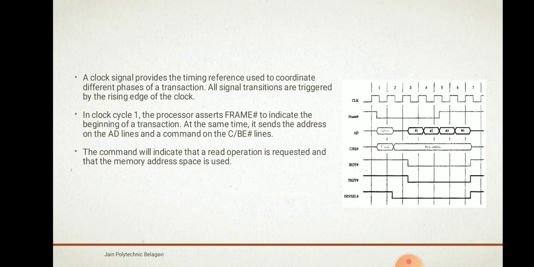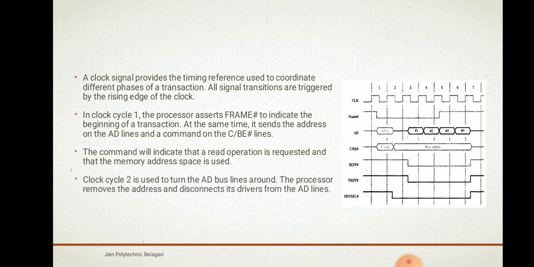This command will indicate that a read operation is requested and that a memory address space is used. So in the PCI, the command for the read operation is sent along with the memory address space. Clock cycle 2 is used to turn the AD bus lines around. So the processor removes the address and disconnects the driver from the AD lines, because clock cycle 2 has been started.